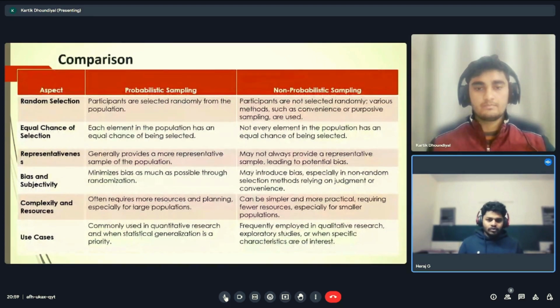Now I'm going to request Karthik to compare the differences between probabilistic sampling and non-probabilistic sampling. Over to you, Karthik.